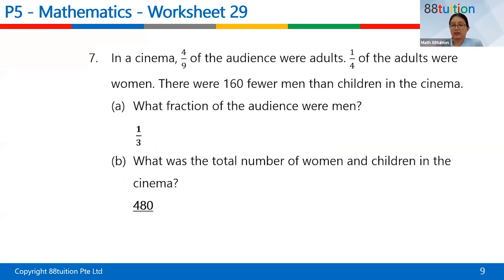Next. In a cinema, 4/9 of the audience were adult, 1/4 of the adults were women. There was 160 fewer men than children. Okay, this is very easy. Well, the number is very nice. So if you draw the model, you can see everything clearly.